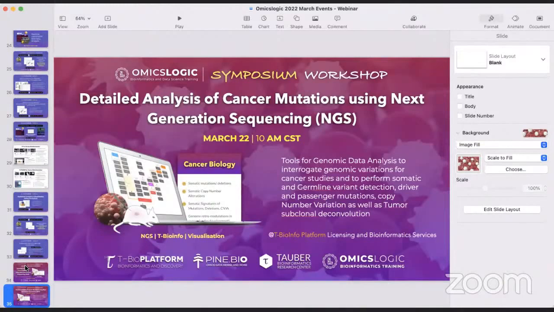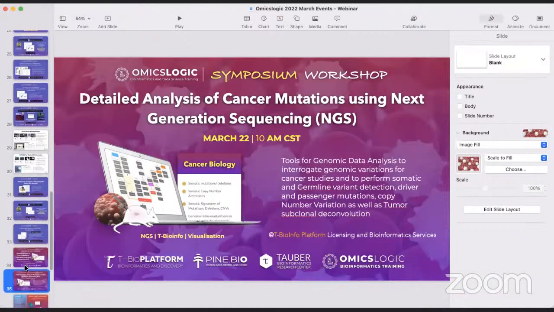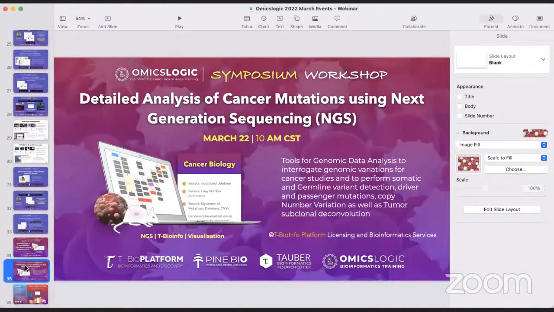So this is something that is integrated in the TBioInfo platform, where I think many who are working on oncology, who are working on cancer genomics, are interested, because a lot of data is available on public repositories, which is widely used by many scientists.